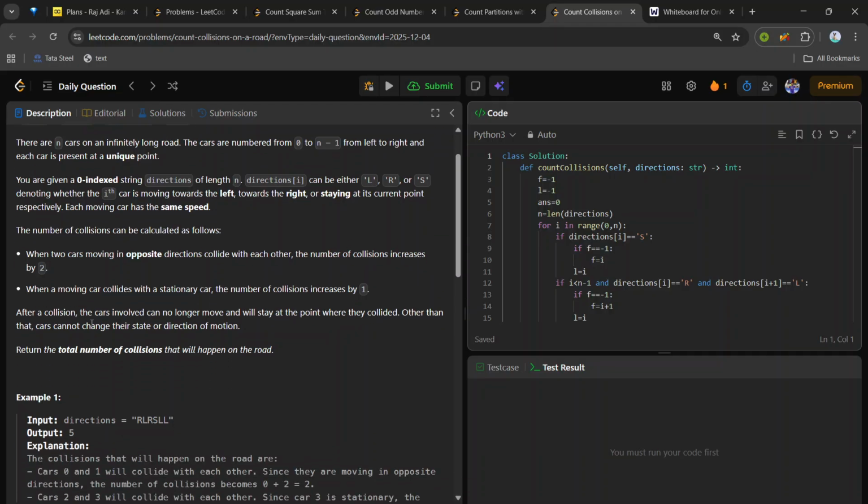Now what we have to do is count the number of collisions. If cars moving in opposite directions collide with each other, we get 2 points. But if a car collides with a stationary car, we get 1 point. One more thing: when cars collide, both cars come to rest. We can assume that both cars are staying at that same position. So we have to return the total score after the collisions.